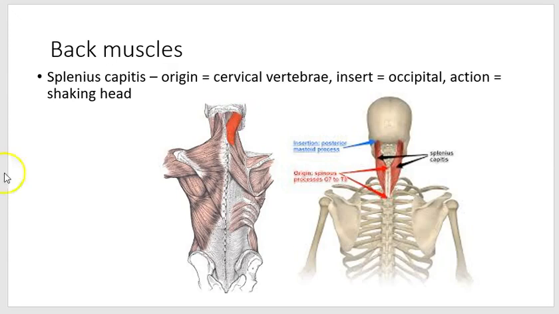So the splenius capitis has origins on the cervical vertebrae, so it starts out here on the neck, and then it inserts up here on the occipital bone, and it is important in shaking your head. So when you contract this, it's going to pull this side of the head closer to here. Bring that side of the head closer to there. And so it allows you to shake your head.